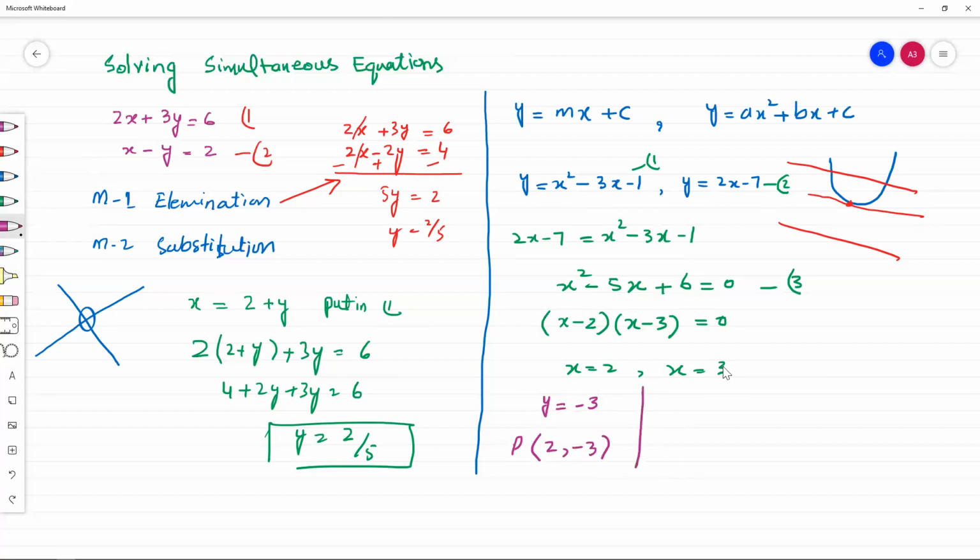For the other point, when I put x is equal to 3 in this equation, y is equal to 2 into 3 minus 7. So 6 minus 7 becomes minus 1. So the point will be 3 and minus 1. This is the other point. So these 2 points are the intersection points of this line and this curve. It means this line intersects this curve at 2 different points.